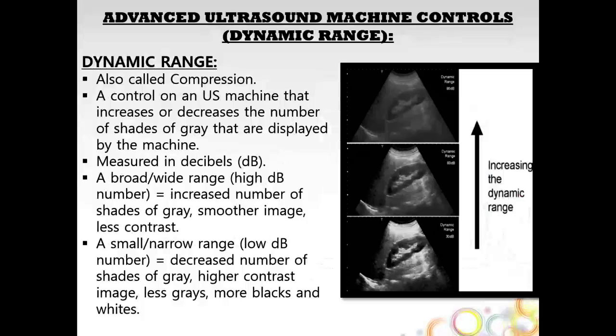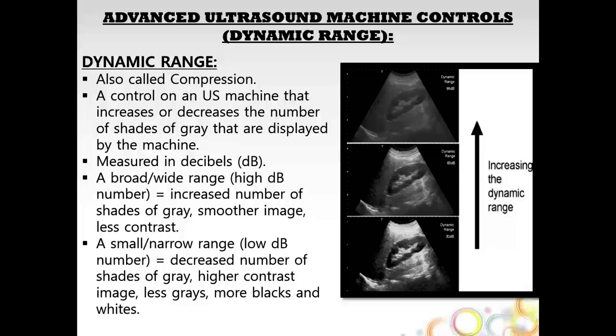Dynamic range. This is also called compression. This is a control in an ultrasound machine. It increases or decreases the number of shades of gray that are displayed by the ultrasound machine. It's measured in decibels. So if you have a wide range or a high decibel range number, you're going to have more shades of gray, which is going to give you a smoother image with less contrast.